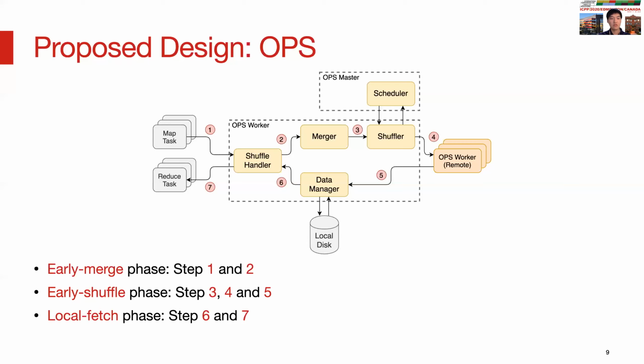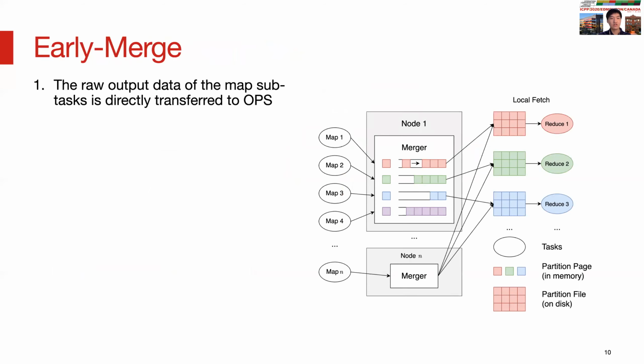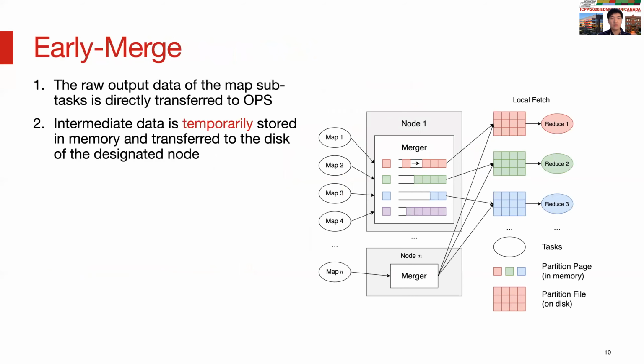Next, I'm going to introduce our main optimization strategies: early merge and early shuffle. The merger of OPS collects unprocessed intermediate data from the map subtasks by shared memory and uses a partition function to partition data and store it in memory. During the early merging of OPS, all operations are in-memory operations, and no data is written to disk.